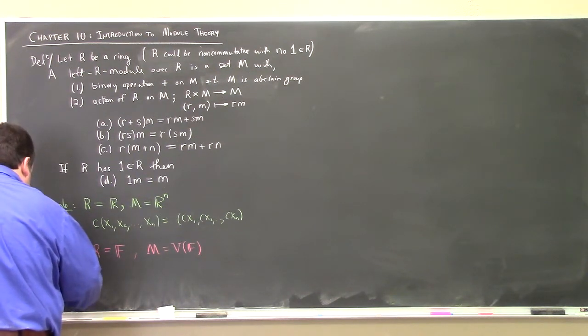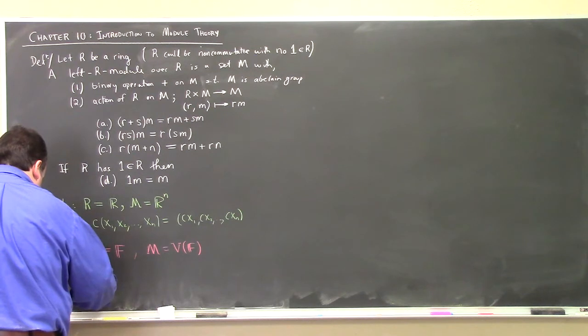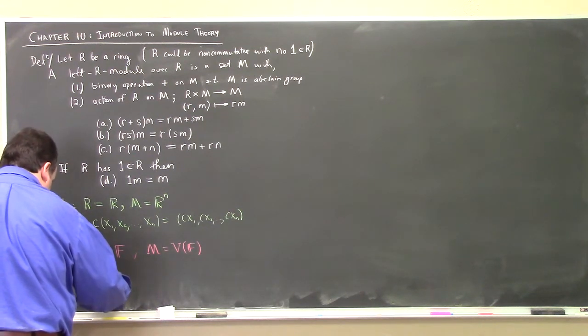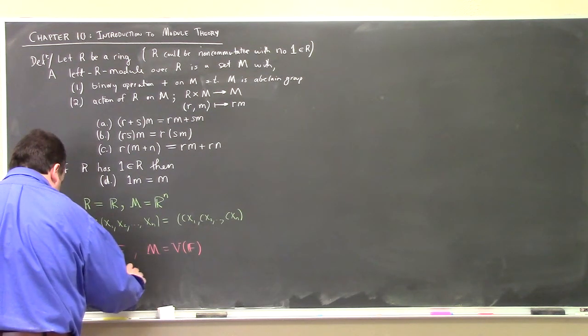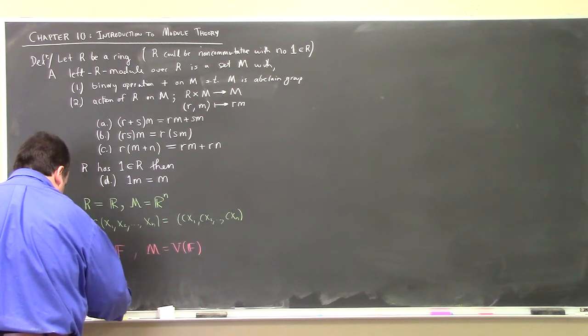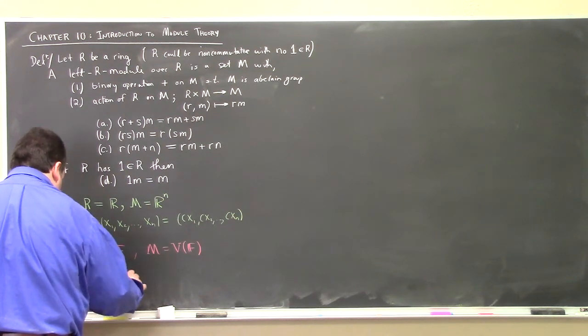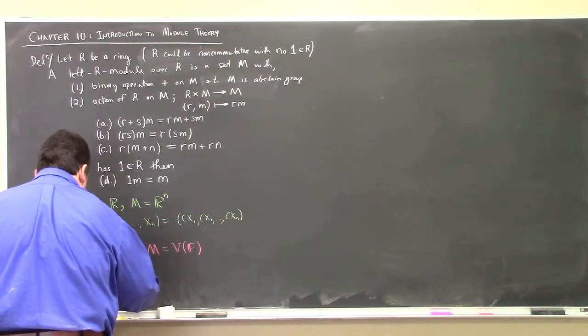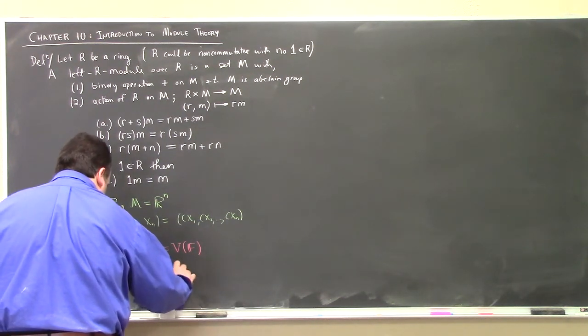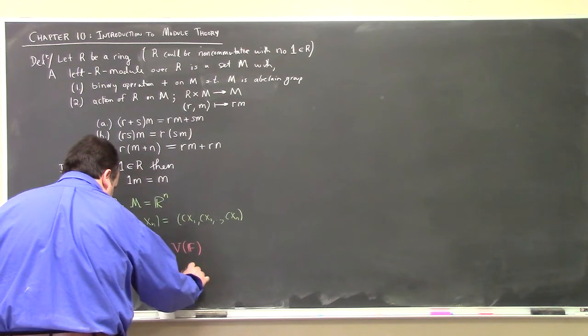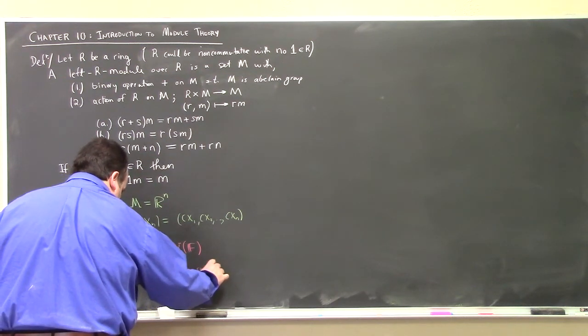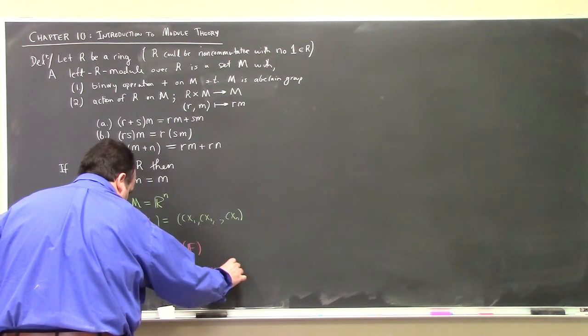Modules over F, a field, are the same as vector spaces over the field.